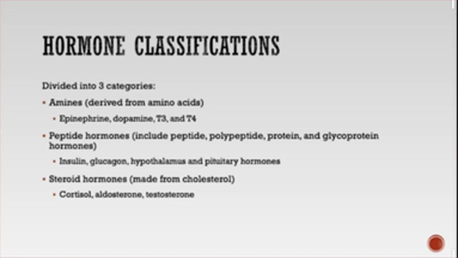Hormones are divided into three categories. You have your amines, which are derived from amino acids, and these are things like your epinephrine, your dopamine, and your thyroid hormones, T3 and T4. Then there are peptide hormones, which include peptide, polypeptide, protein, and glycoprotein hormones. Some examples of these would be your insulin, your glucagon, hypothalamus, and pituitary hormones. And then the third category is your steroid hormones, which are made from cholesterol. Examples of these are cortisol, aldosterone, and testosterone.